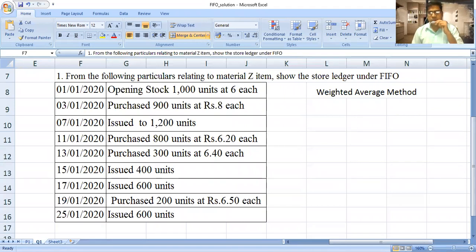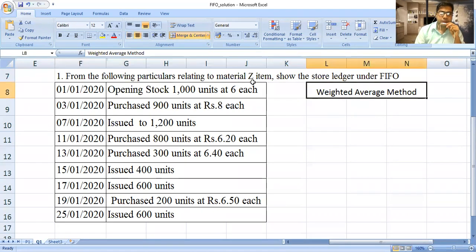Now, this particular sum that we have discussed in our previous lectures, the same sum we have to consider and apply the weighted average method. From the following particulars relating to material X, show the store ledger under FIFO. Not under FIFO, now under the weighted average method.